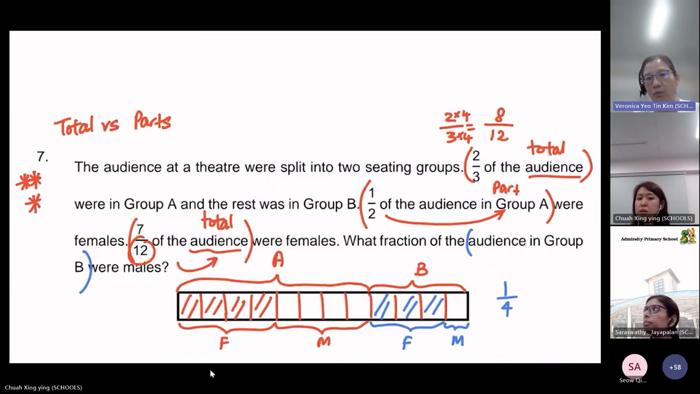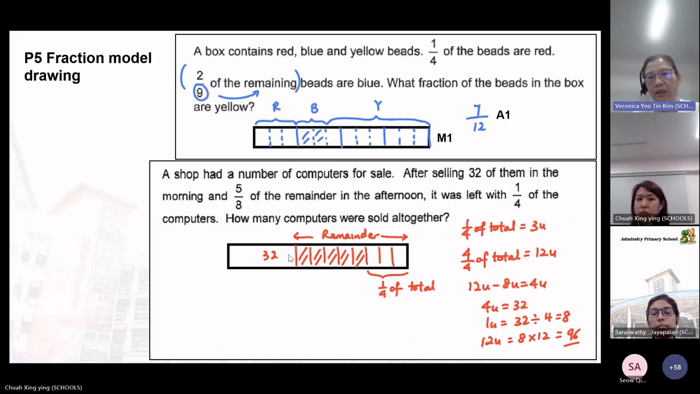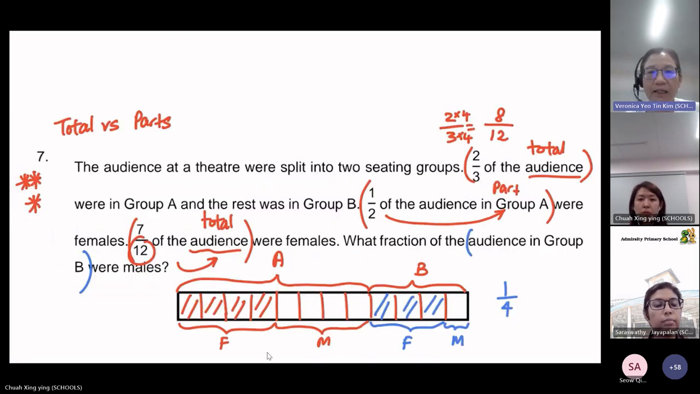The next question also demonstrated why it's important to have that model so that the child can see, oh, 1/4 of my total is 3 units, one whole model, therefore I should have 12 units, and what represents my 32. Okay, the last question here, the information is very little. There are no numbers here because generally we are only asking for fraction of the audience in group B. So I'm asking for fraction of parts. So again, with the model drawing here, it is actually easier for the kids to see why my answer is 1 part of male in group B. And since I'm asking for fraction of group B, then my answer is 1/4 and not 1/12.